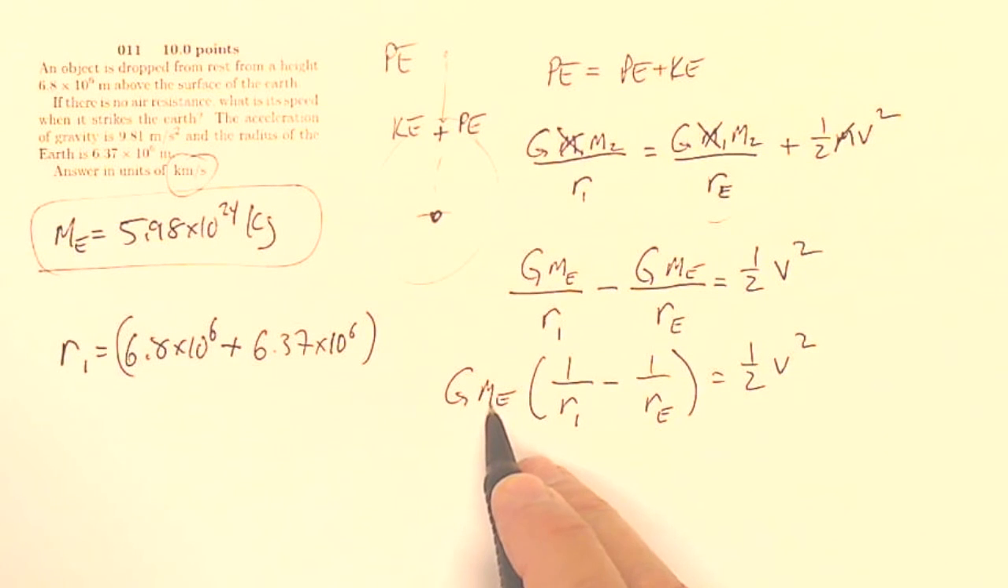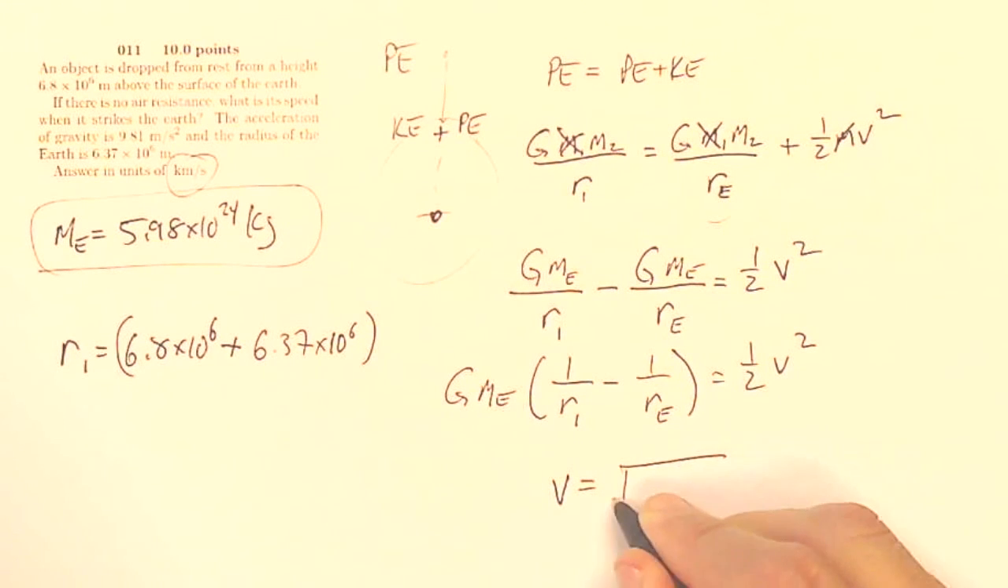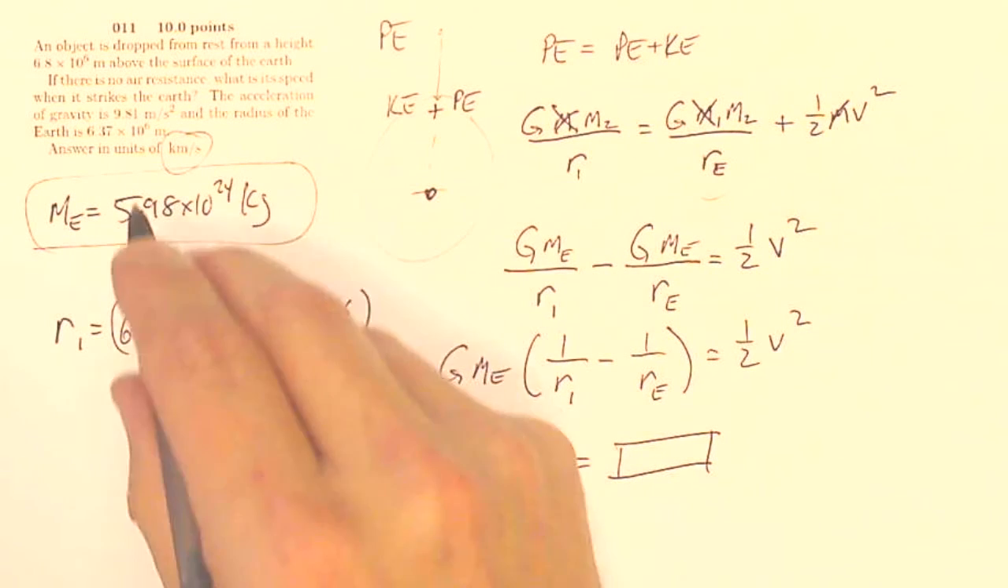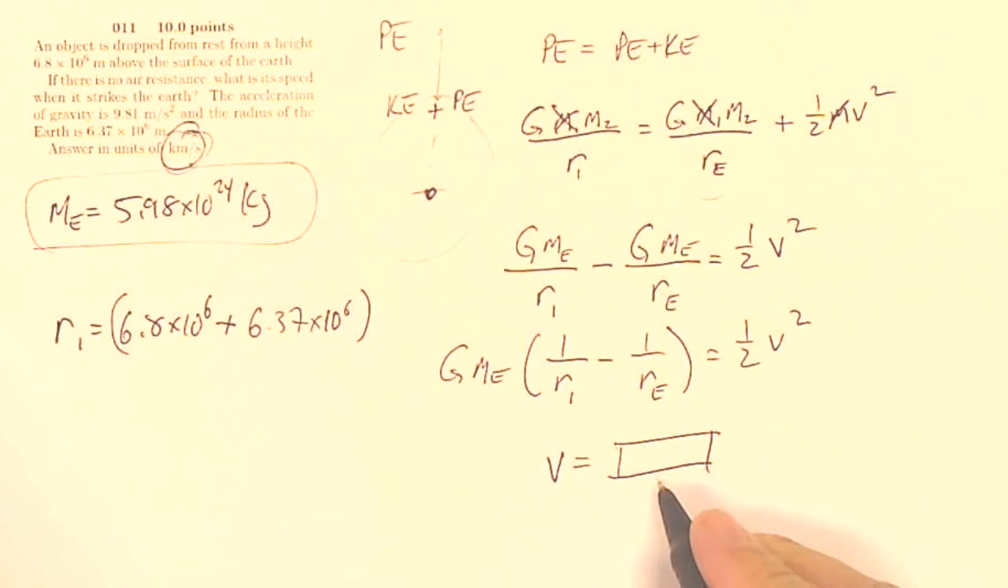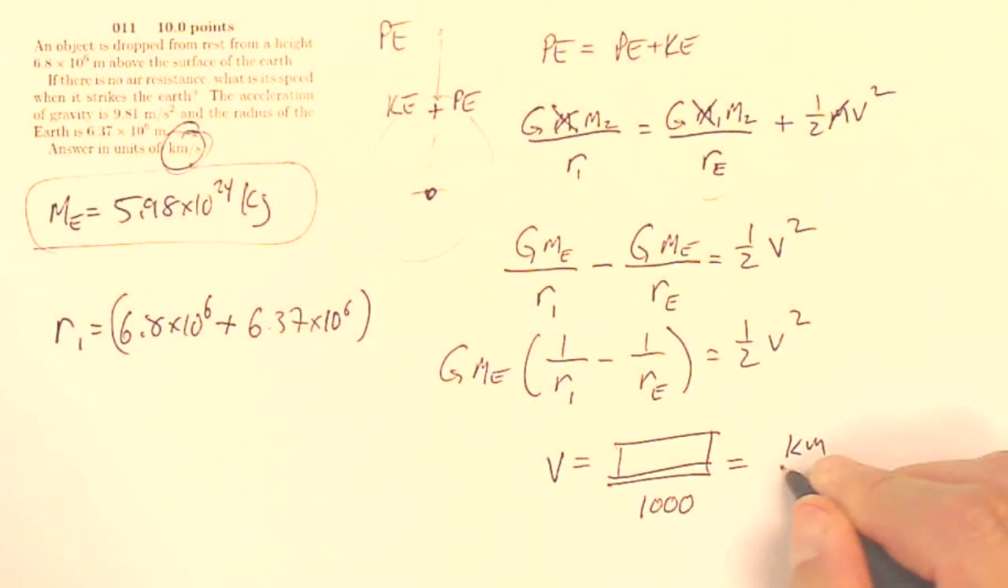So that G, mass of the Earth, is 1/2 v squared. Multiply by 2, square root it, and you will get yourself the speed of that object when it strikes the Earth. And before you plug in this velocity, remember it said kilometers per second. So whatever this velocity is, divide by 1,000, because this velocity was in meters per second. If you divide by 1,000, that'll give you kilometers per second.